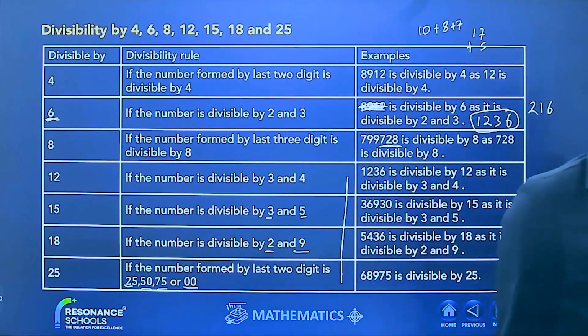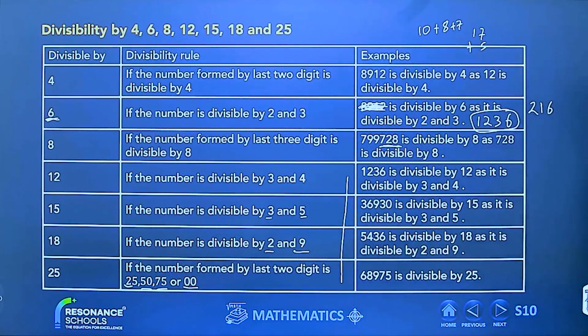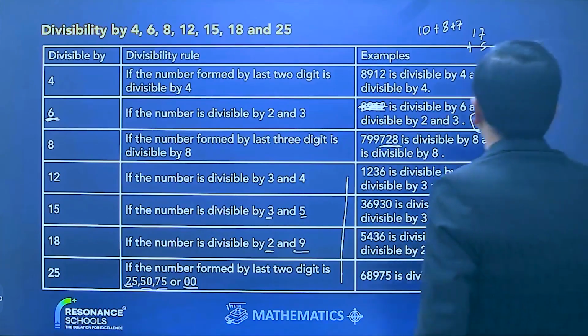Any doubts here? Rule 11 is going to come, don't worry. Till here, any doubts, please let me know. No need to write this up, this is just a revision. Rule of 8: the last 3 digits should be divisible by 8, then the entire number is divisible by 8. For 12, it should be divisible by 3 and 4. Rule 11 is going to come, rule number 7 is going to come. Clear? Done? Let's move to the next one.